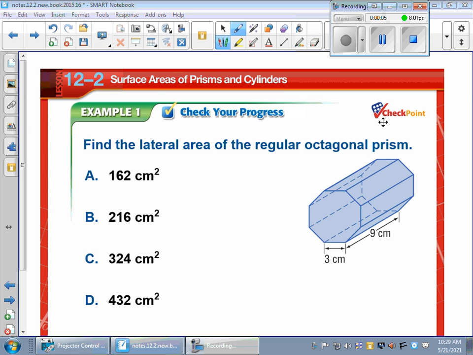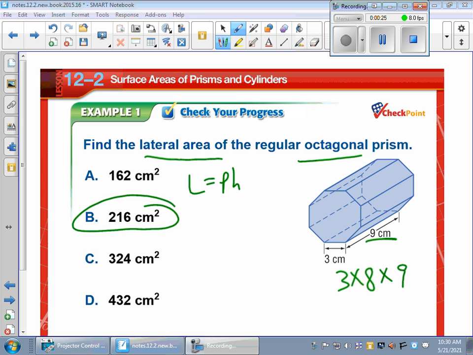So again, we're looking for L, the lateral, so L equals P times H. For our perimeter, this is an octagon, so 3 is a side times 8 for octagon, and then this right here is our height, 9. So that's going to give us 24 times 9 and a grand total of 216 centimeters squared. Again, that's just lateral.